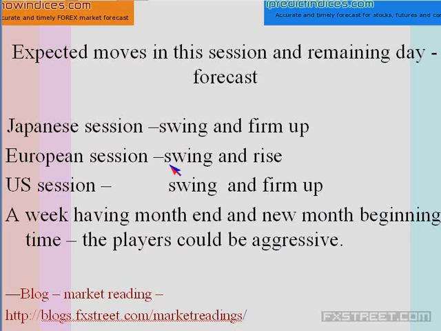Then during the European session, they are expected to swing and quickly rise from the mid European session. And there could be an upward spike or at least a quick rise seen during the European session. During the US session, they could make a higher level swing and firm up further. And you have to keep in mind, this is the week from 28th of June till 30th, then 1st and 2nd of July fall in this particular week, Monday to Friday.